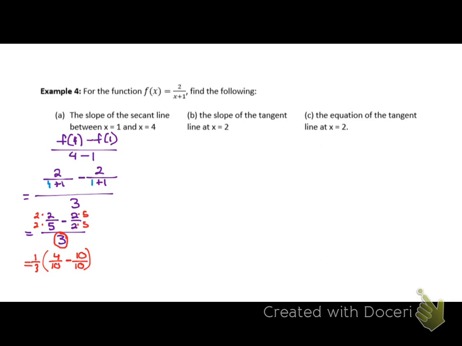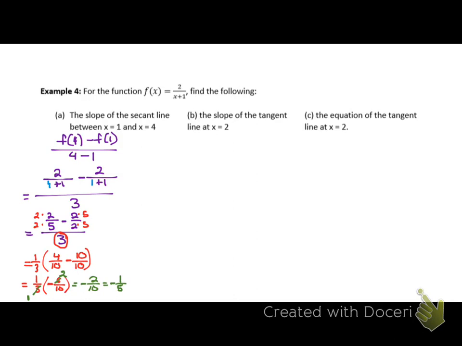So now I can simplify, which means I really have 1/3 times 4 over 10 minus 10 over 10, which is negative 6 over 10. And then I don't know about you, but I like simplifying fractions before I multiply them. So this 3 goes into 3 once, but 3 goes into 6 twice. So I can cancel them, and I end up with negative 2/10, which is the same as negative 1/5. So that's the slope of the secant line.